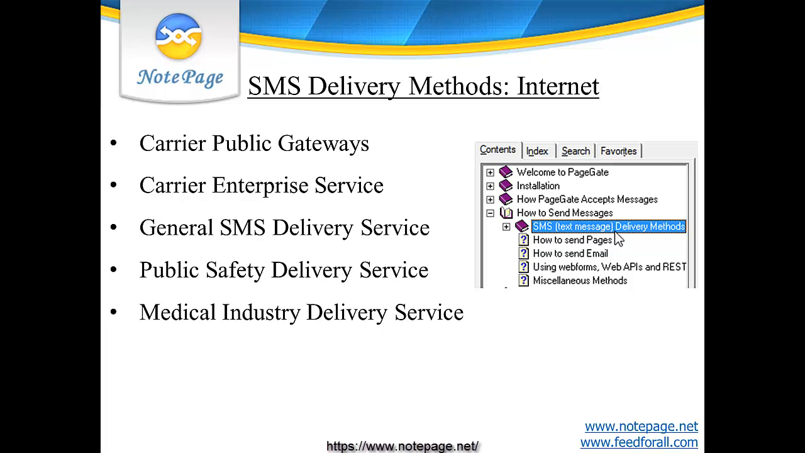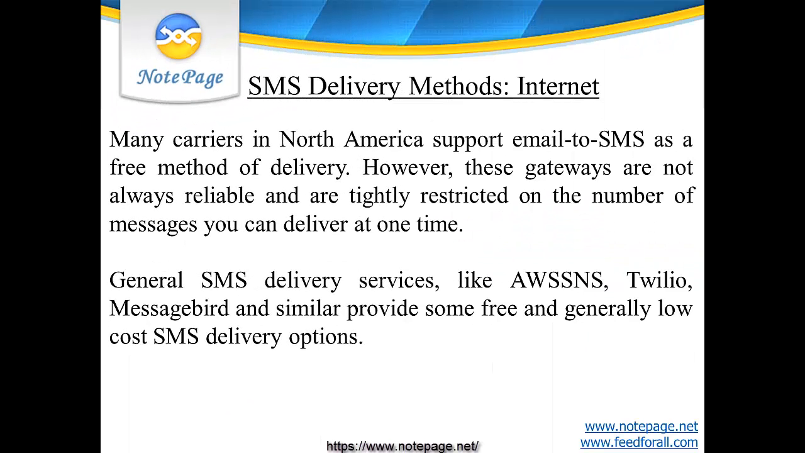In the context of Internet-based text message delivery, there are carrier public gateways, carrier enterprise systems, general text message delivery services, public safety delivery services, and medical industry delivery services. A detailed breakdown of each service can be found in our How PageGate Sends SMS tutorial, but let's go through a brief overview here. Many carriers support email to SMS as a free method of delivering messages. However, the public gateways are not always reliable and are volume restricted fairly tightly.